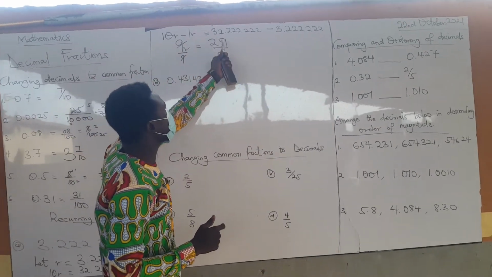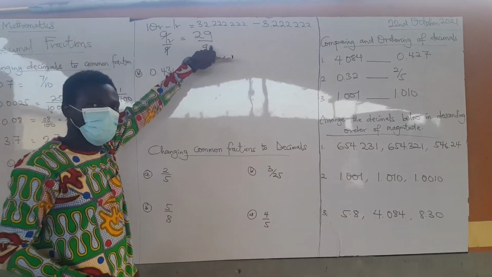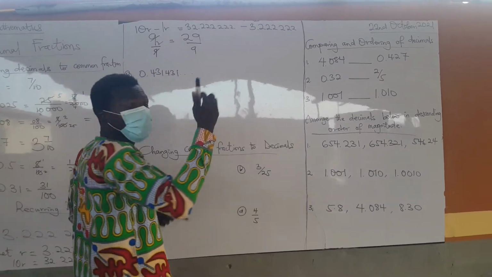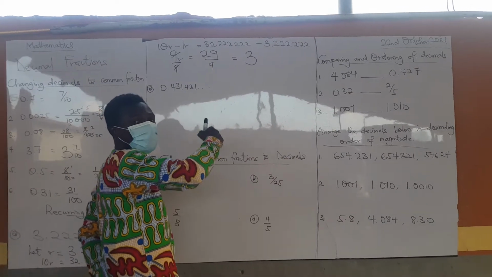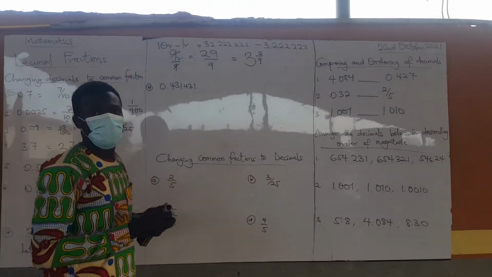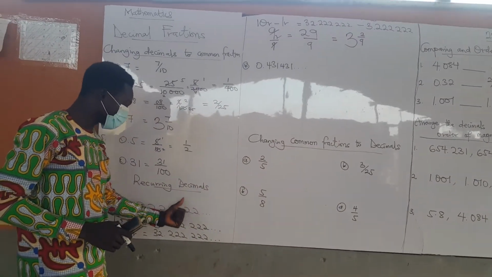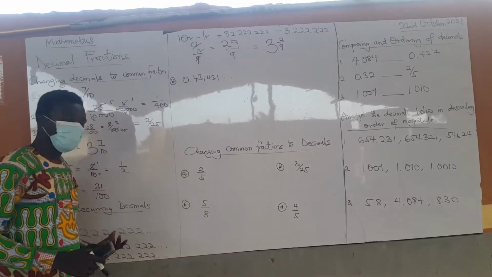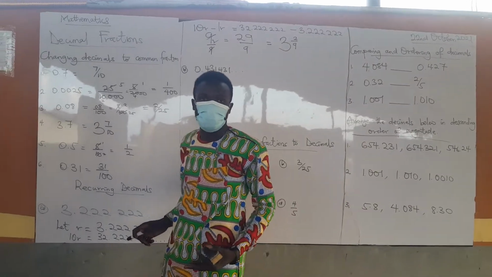If you look at this one, there is no number that can divide this. So you change it into a mixed fraction because this is an improper fraction. Changing 29 over 9 into a mixed fraction, we are going to get 3, because 9 will go into 29 three times, remainder 2 out of 9. So the common fraction for 3.222222 is 3 whole number 2 over 9. You can verify this with your calculator. Just punch this on the calculator and you will see that it gives you this as your answer.